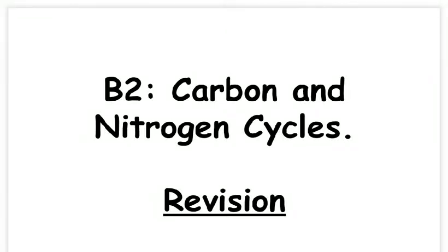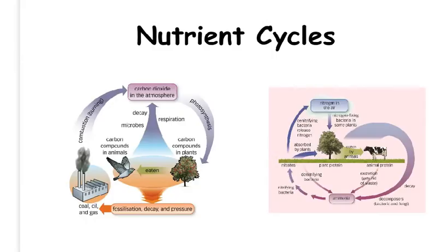This is the revision video for Unit B2, Carbon and Nitrogen Cycles. Elements pass between living things such as plants and animals, and the non-living world such as air, water, soil and rocks. This happens in a constant cycle. As living things grow, they take in elements, including carbon and nitrogen, to use in their bodies. When they die, these elements are released back into the cycle to be used again.